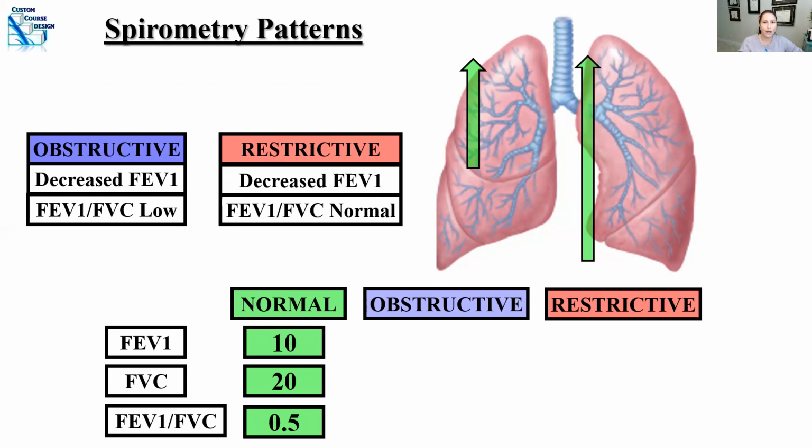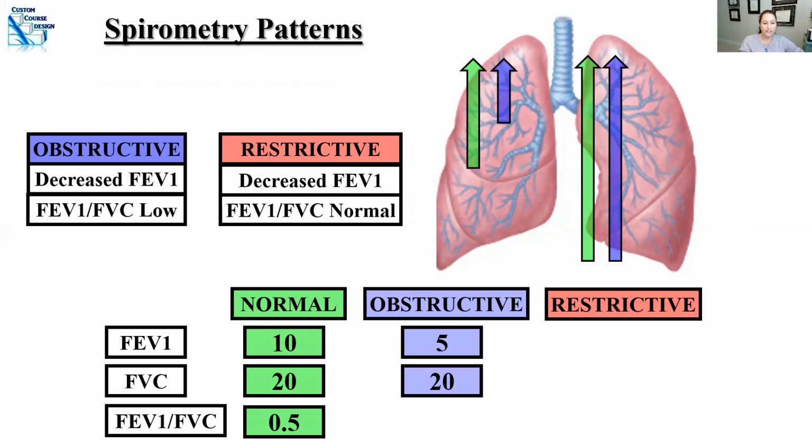Okay. Now let's take an obstructive disorder. Remember that they have a decreased FEV1. So we'll just cut the normal in half. Let's say it's 5. Their FVC is about 20, because remember they air trap. So their FEV1 over FVC is going to be 0.25, decreased from normal.